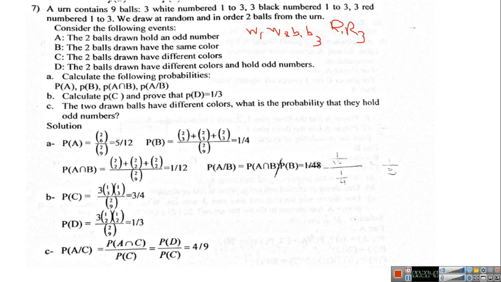So it's 2 out of 6 over total. I have 3, 3, 3, 9. 2 balls having the same color: either 2 are white, 2 out of 3, or 2 are black, 2 out of 3, or 2 are red, 2 out of 3.